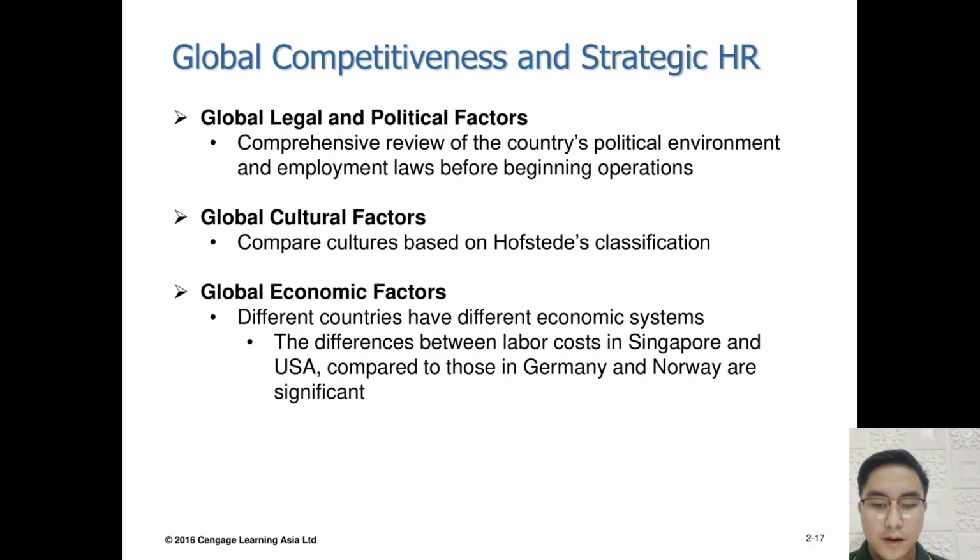Global competitive and strategic HR. Global legal and political factors: a comprehensive review of the country's political environment and employment laws before beginning operations. Global cultural factors: compare cultures based on Hofstede's classifications. Global economic factors: different countries have different economic systems. The differences between labor costs in Singapore and USA compared to those in Germany and Norway are significant.